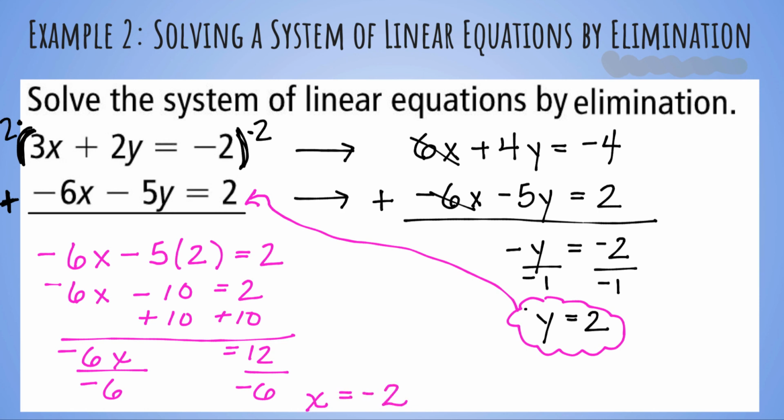If we think of the ordered pair where these two lines are going to intersect, it's going to be at negative 2, 2. So this is our solution to our system of linear equations.